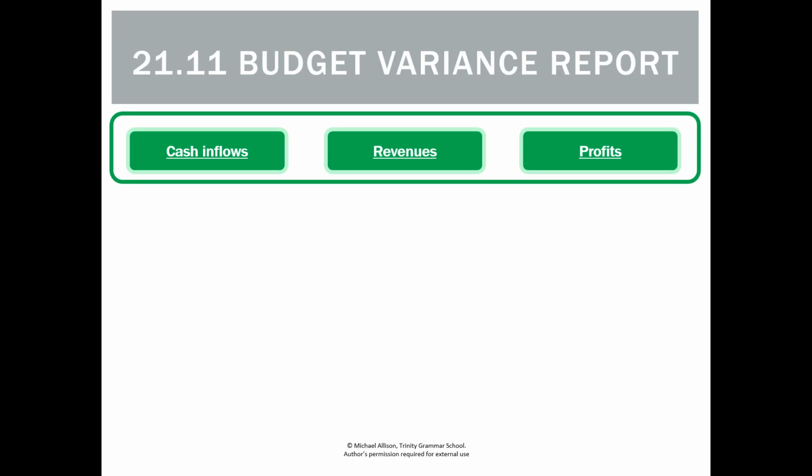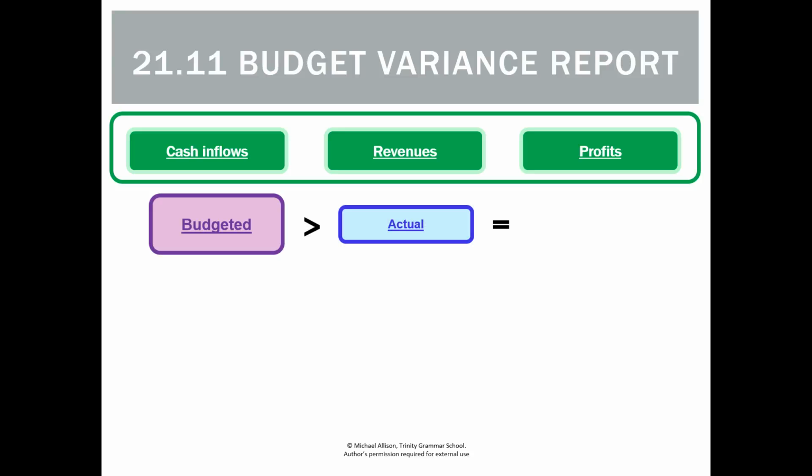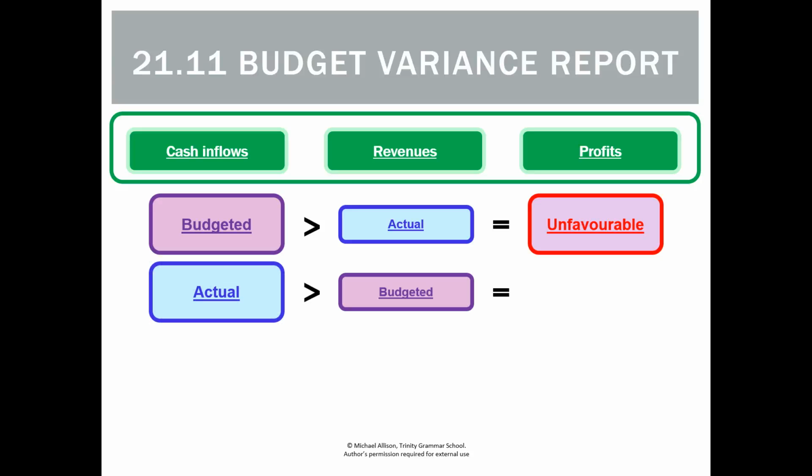So for items that are cash inflows, revenues, or profits, when your budgeted result is higher than your actual, that's an unfavorable variance. And when your actual result is higher than your budget, we'll call that a favorable result.